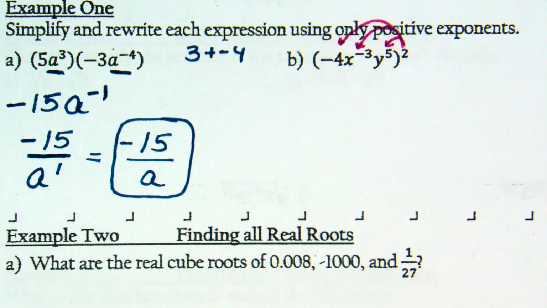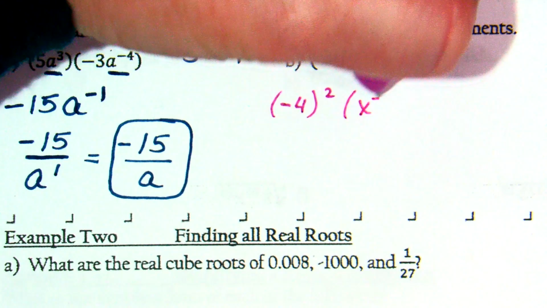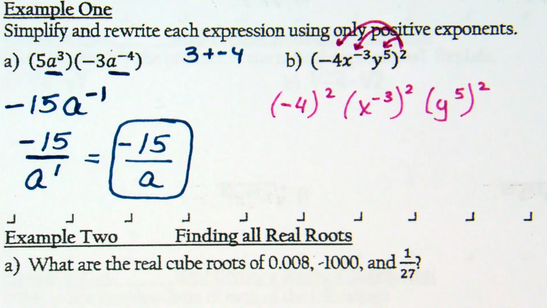Now I'm going to write a beginning step here. Some of you have probably already advanced to the next step, which is fine. But the idea is we're going to have to do negative 4 to the second, x to the negative third raised to the second, and y to the fifth raised to the second. Okay, so that's what we're thinking: each of those 3 pieces has to be raised to the second.